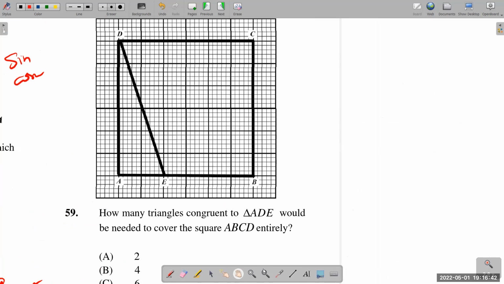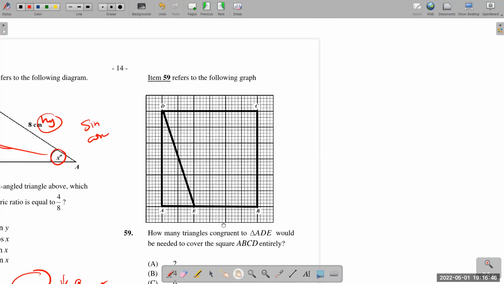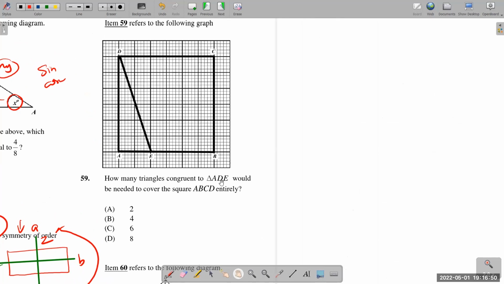Now this one I've never seen before, so this is interesting. Let me zoom back in. This is a new one. How many triangles congruent to ADE would be needed to cover the square? First of all, let's see where ADE is. So I'm going to use my red marker.